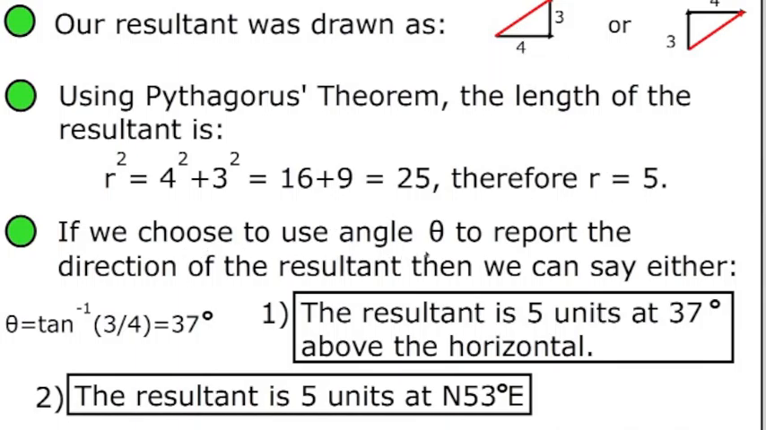If we choose to use angle theta, which would be right here in this corner, if I put a theta there, we would have the 3 over 4 that we talked about before. This gives us 37 degrees if we take the inverse tan. The resultant is 5 units at 37 degrees above the horizontal is a fine way to answer the question. You can also say the resultant is 5 units at north 53 degrees east if you take the one relative to the vertical, or you could also use that angle for a bearing.